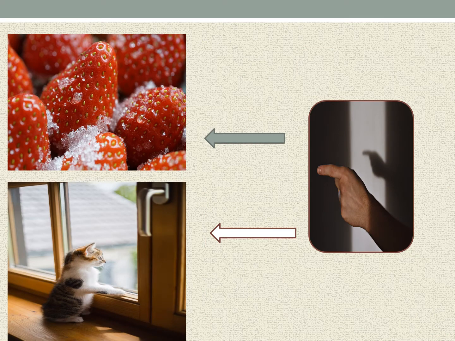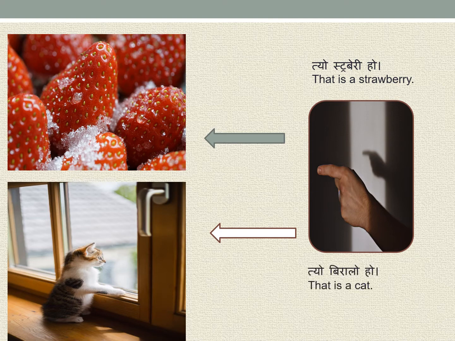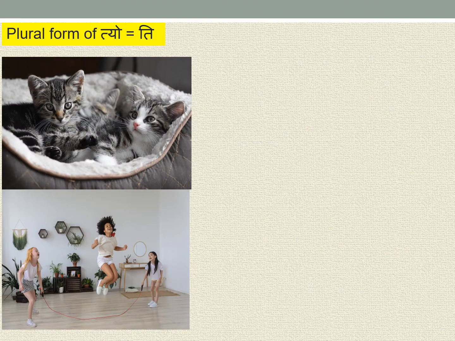And I already told you that त्यो is also used for pointing out things and animals that are at a distance from us. So for example here, त्यो strawberry हो. That is a strawberry. And त्यो बिरालो हो. That is a cat. So like this you can use त्यो for animals and things.